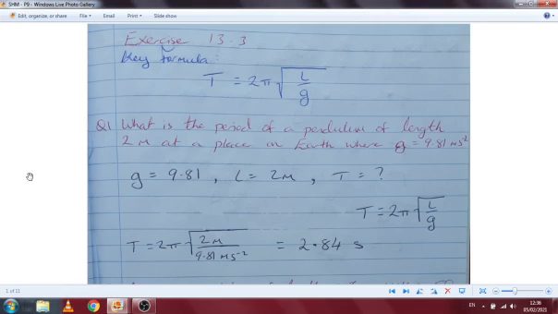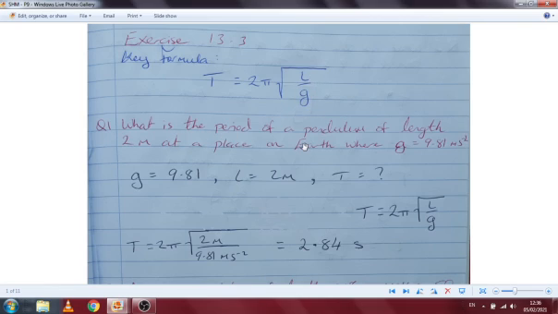So here we're going to look at the final questions in this chapter, exercise 13.3. Pendulums, and the key formula we'll be using is this: the period T is equal to 2 pi times the square root of L over g, where L is the length of the pendulum from the fixed point to the center of gravity, and g is gravity.